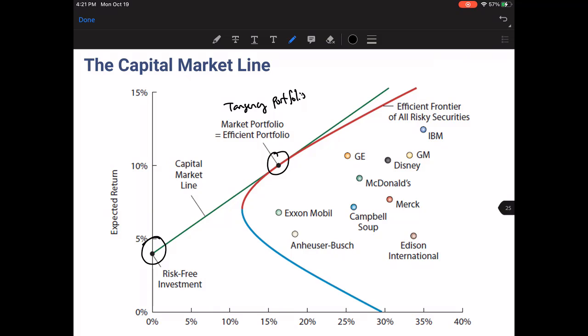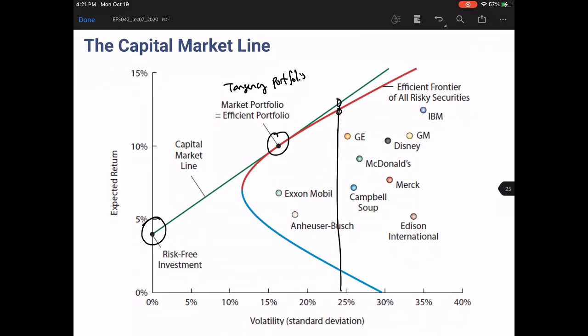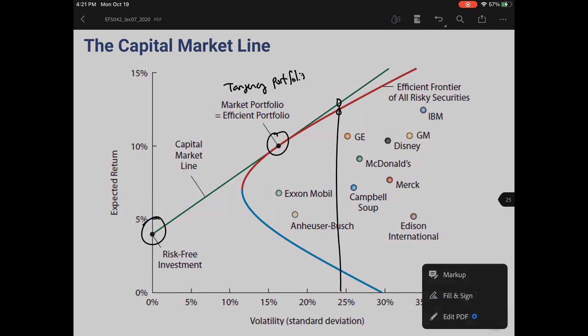And as you can see, for some amount of risk here, the green line will exceed the returns for the risky asset frontier. Okay, so definitely the green line is the most efficient set of portfolios you should choose from, given that you don't like risk and you prefer having more returns.